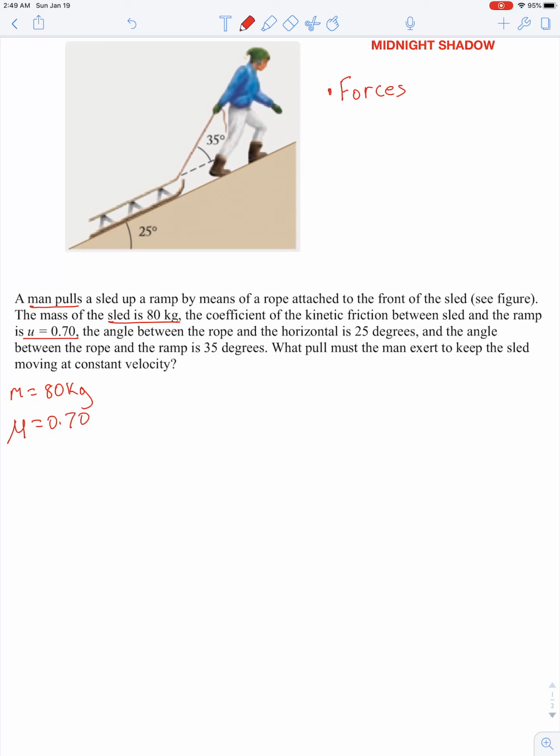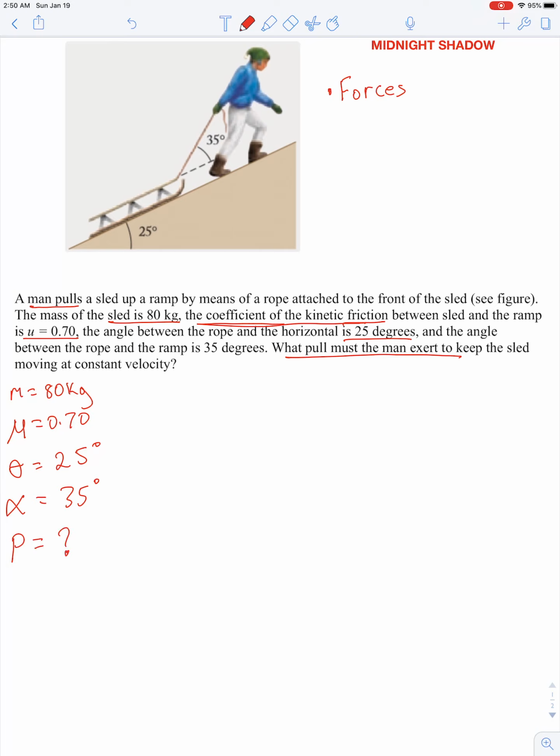Remember, this is not friction, it's the coefficient of friction. Friction has units, newtons. You don't see any units here, so it cannot be a friction force. It's just a coefficient. The angle between the rope and the horizontal is 25 degrees. I'll call that theta, and that will be 25 degrees. And the angle between the rope and the ramp is 35 degrees. I'll call that alpha, which is 35 degrees. What pull must the man exert to keep the sled moving? Let's call that force P. So we see that this is a force problem.